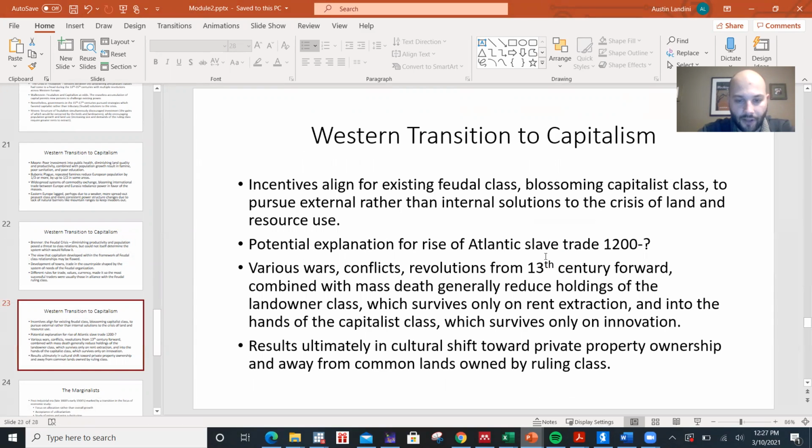So we have a potential explanation for the rise of the Atlantic slave trade as being an external solution to either the land problem in Moore, right? You have this Malthusian land crisis, reduction in land productivity. So what do you do? You try to expand your available lands and workers. And then in the Brenner argument, we have this maintenance of the power structure which existed in feudalism, perpetuated by a slave trade and the existence of a slave working class.